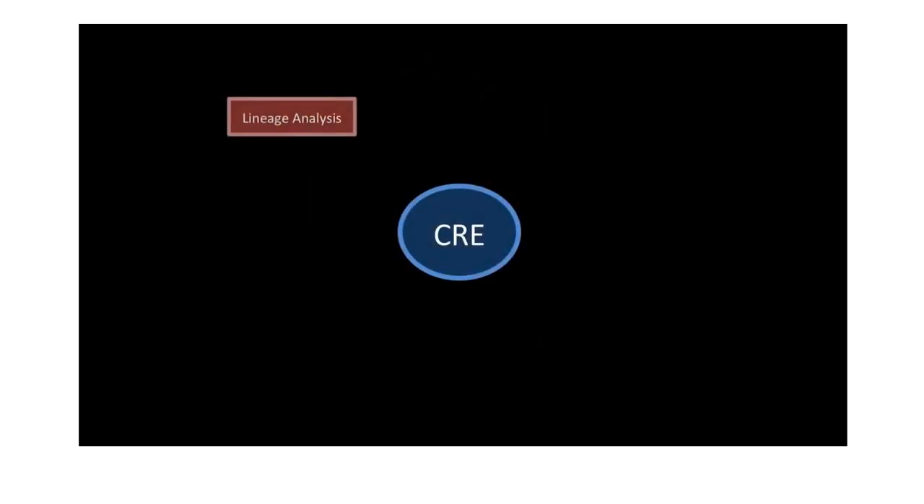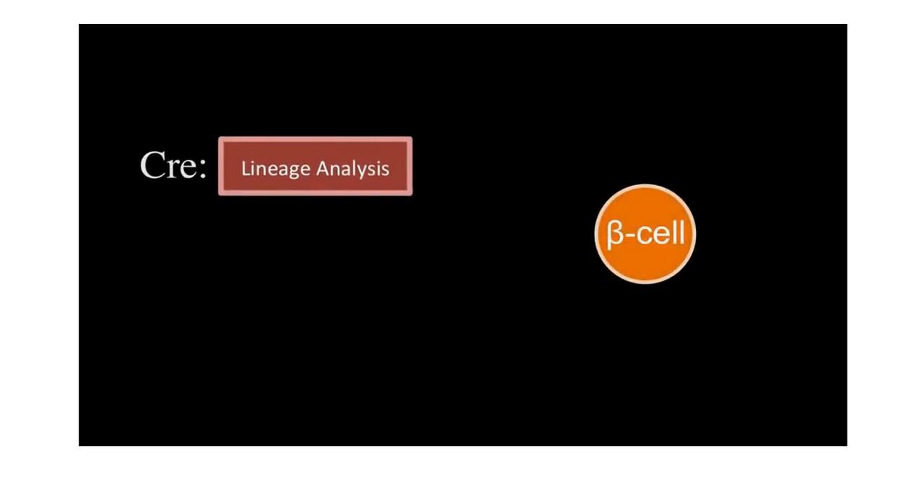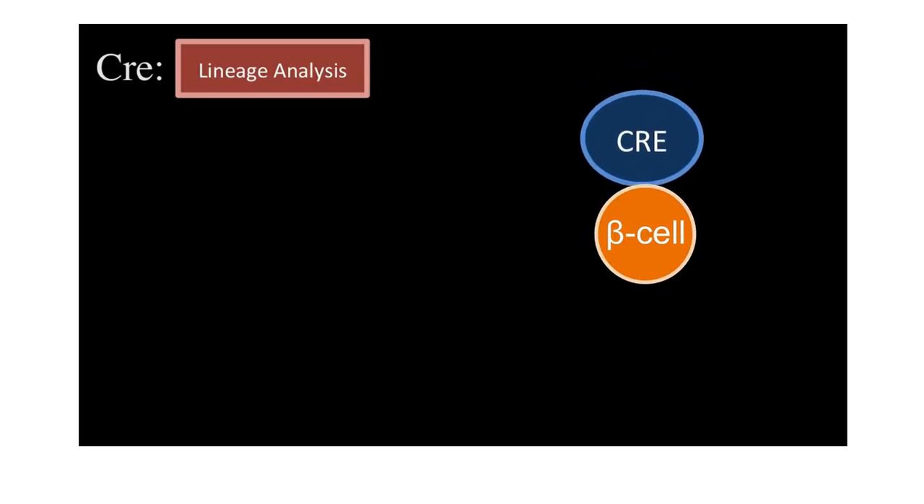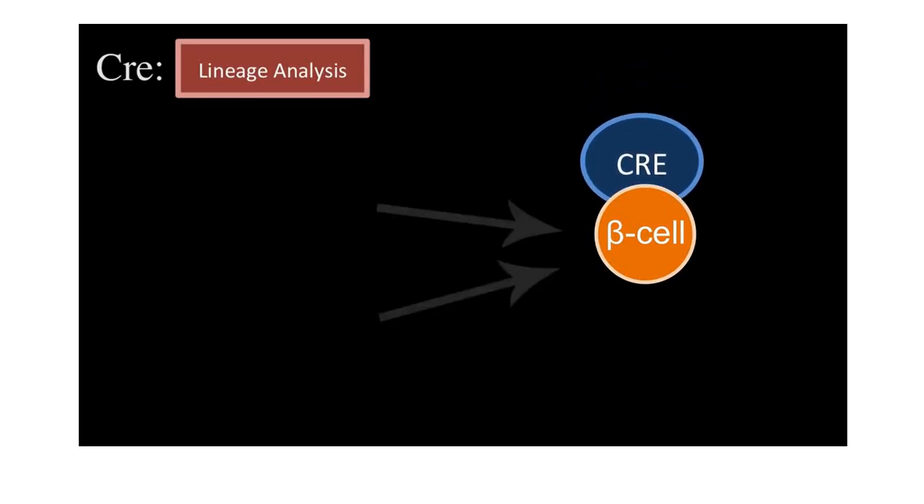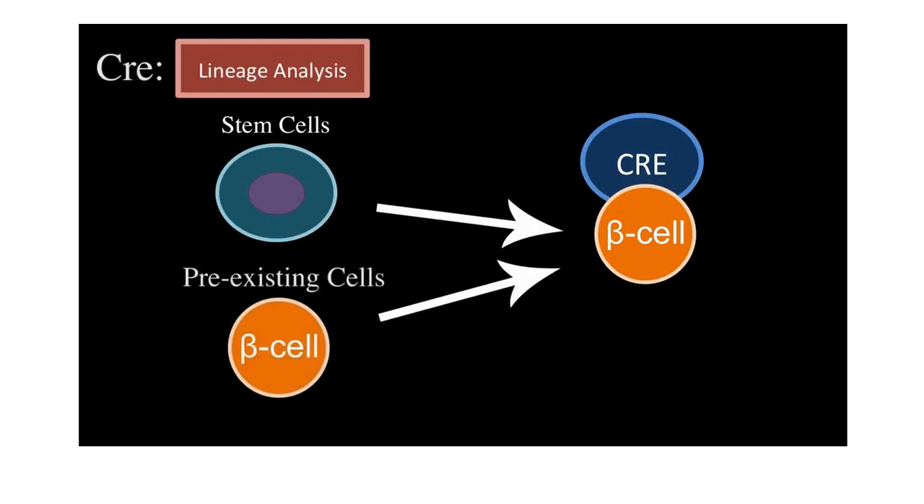There are many applications of Cre, one of which is lineage analysis, which is the determination of the origin or fate of cells. One example of lineage analysis was used by the Melton lab in determining the origin of adult pancreatic beta cells. They used an inducible version of Cre to determine whether new beta cells were derived from stem cells or pre-existing beta cells.